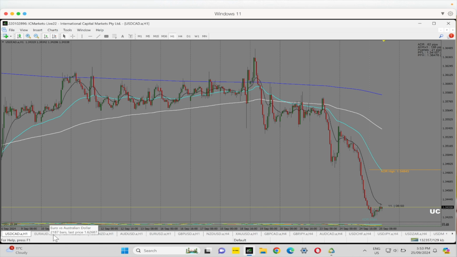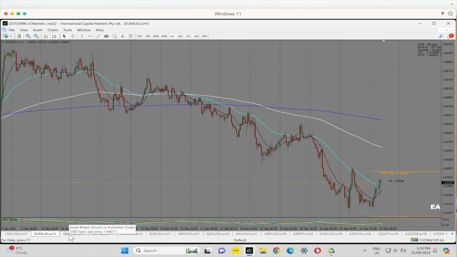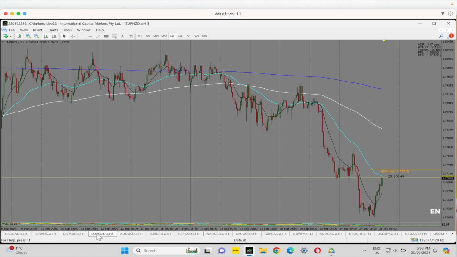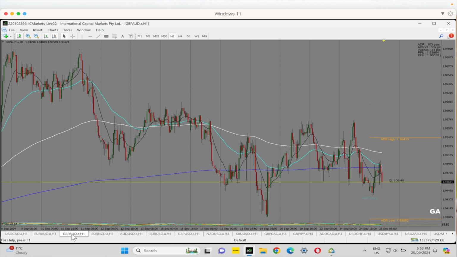So I'm just going to go through this recap, and with me here I've got 4 pairs, which are USD CAD, Euro AUD, GBP AUD, and Euro NZD. I'm pretty sure I sent you 3 of these, which are Euro AUD, GBP AUD, and Euro NZD. We're going to look at the 4-hour time frame, basically to see how you can actually take advantage of higher time frames and trade the ID50.